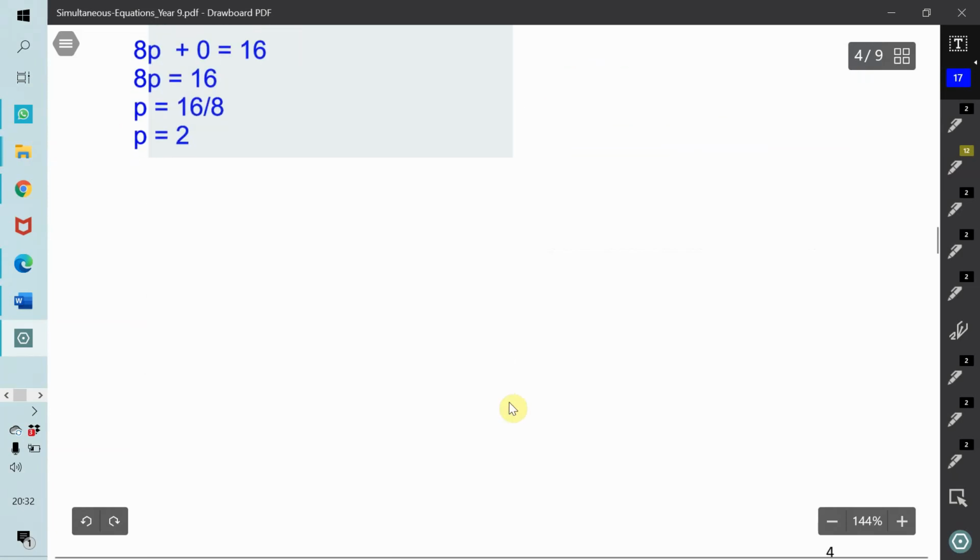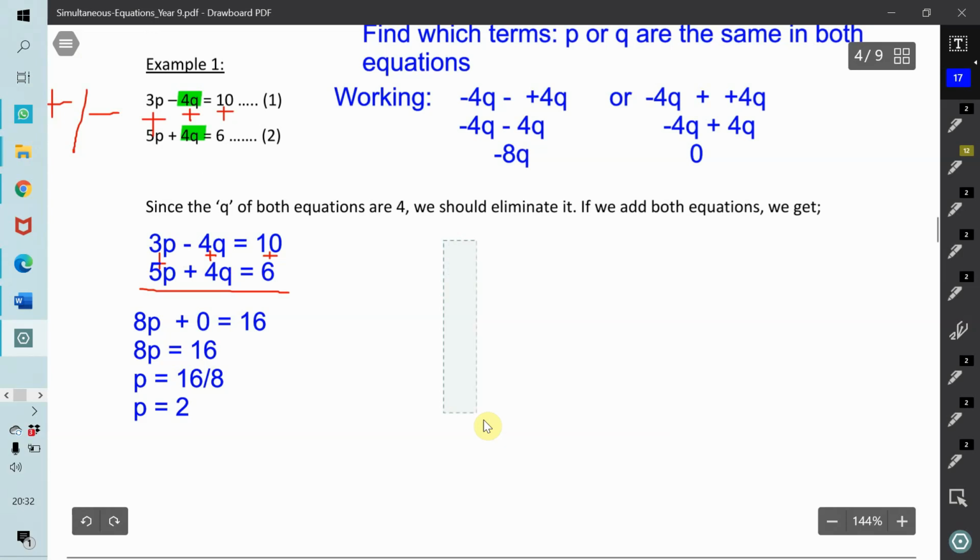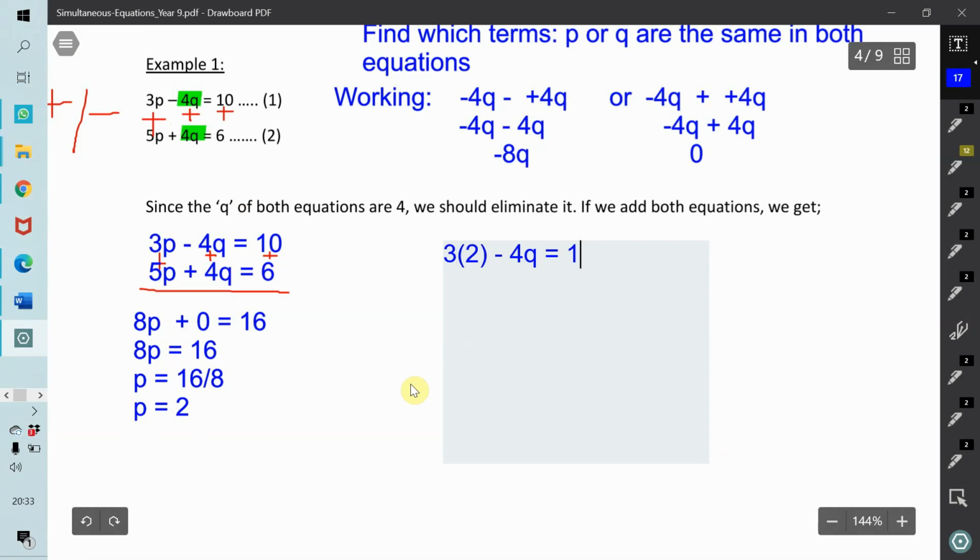Now I found the letter P, and now the next thing that I need to do is find the letter Q, so I can choose any of these equations like we've done previously. Let me choose the first one. And instead of the letter P, I will substitute it by the number 2, because P equals 2. And when I substitute, I must always substitute in brackets. 3 times 2 is 6, minus 4q equals 10.